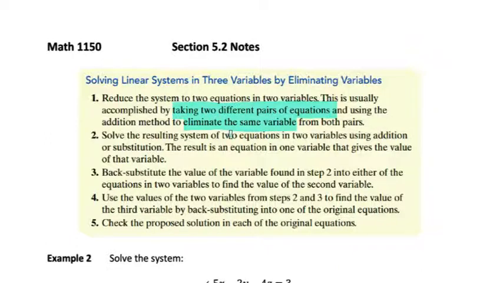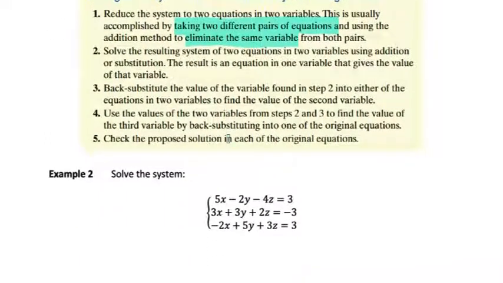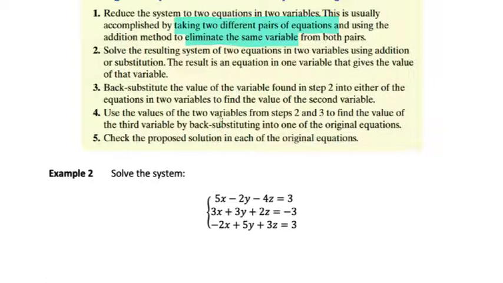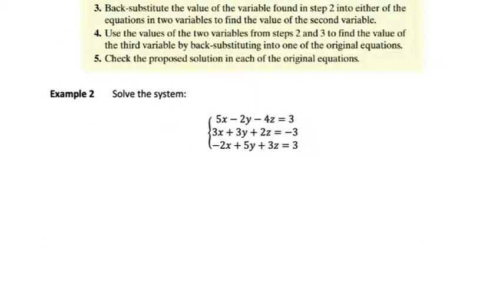That's important. Then we set our 2 resulting equations together into their own system, use addition on that. That gives me 1 variable and substitute to find the other 2 variables. So there's a lot of steps to this problem, but it's a little bit repetitive, so it shouldn't be too bad, hopefully. So we're going to look at example 2 from the textbook. So here's the system that I want to solve. I have 3 variables, x, y, and z, and I have 3 equations.